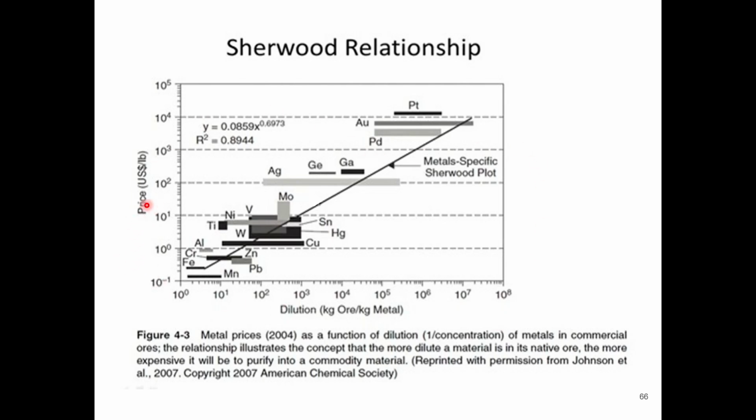So it is a plot between price, which is US dollars per pound, in terms of dilution, that is the inverse of concentration, that is 1 by kg metal by kg ore, or kg ore by kg metal. Figure 3 shows metal prices in 2004 as a function of dilution, which is 1 by concentration of metals in commercial ores. The relationship illustrates the concept that the more dilute a material is in its native ore, the more expensive it will be to purify into a commodity material.